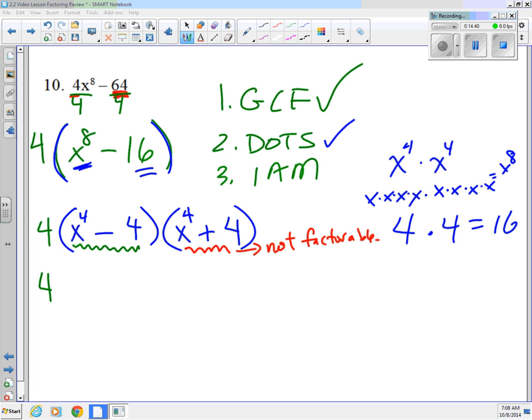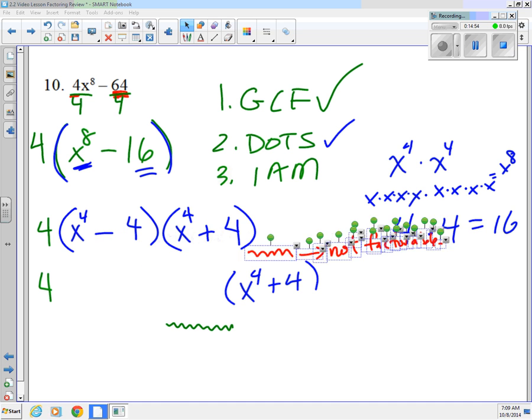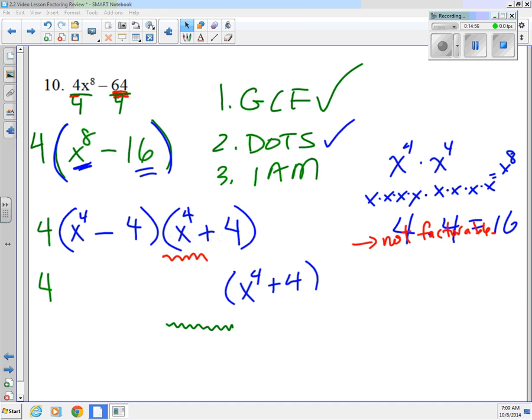So I'm bringing down my 4. I'm also going to bring down my x to the 4th plus 4. And now I'm going to factor this guy. Let me switch my squiggly lines here, okay?